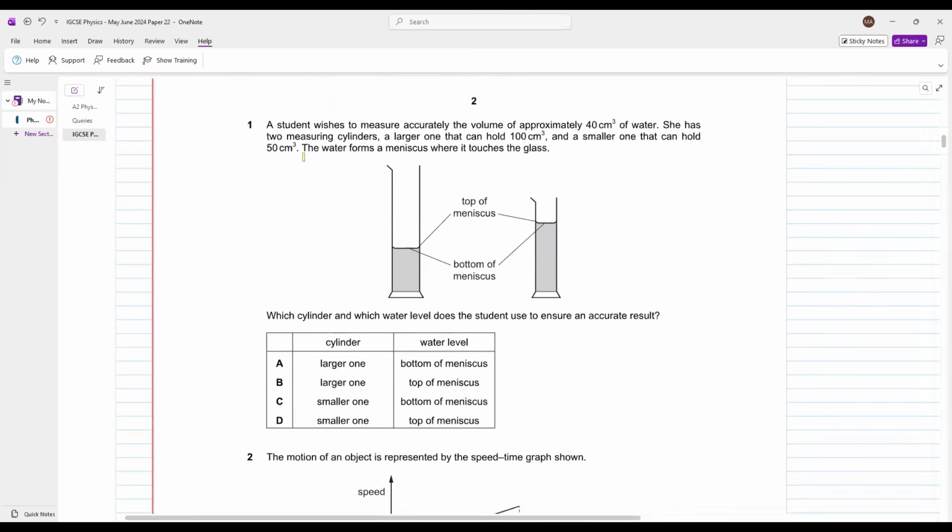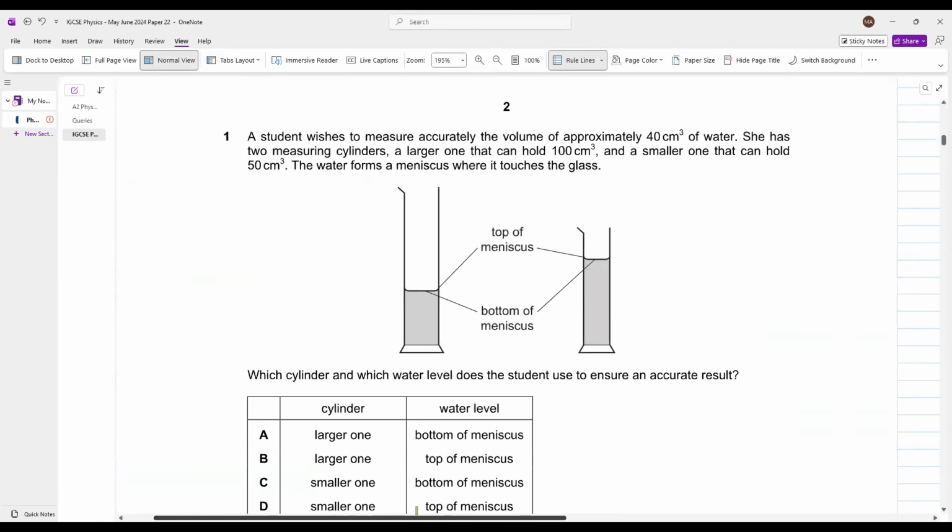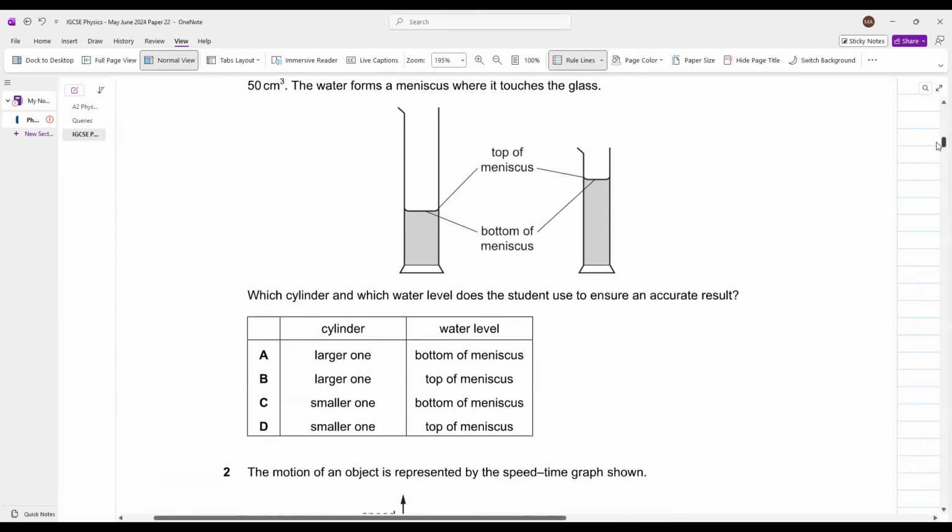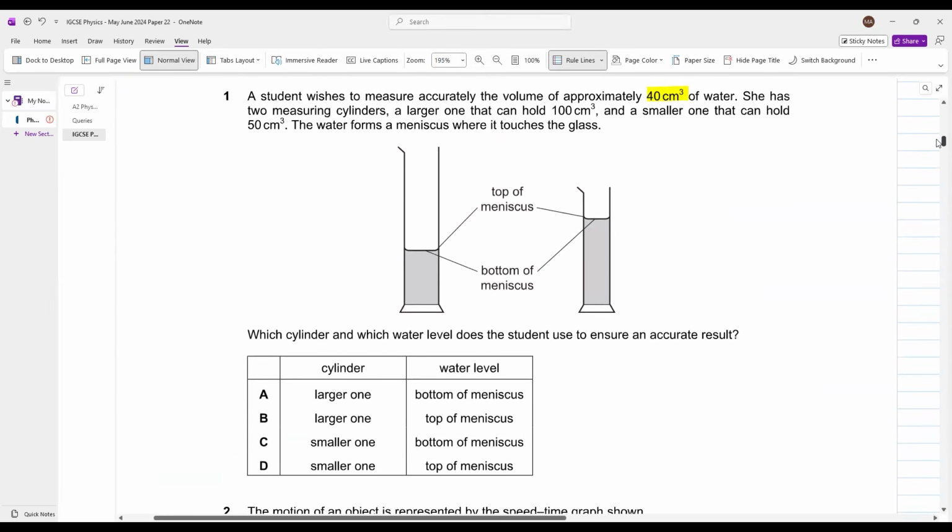Bismillah ar-Rahman ar-Rahim. A student wishes to measure accurately the volume of approximately 40 cm cube of water. She has two measuring cylinders: a larger one that can hold 100 cm cube and a smaller one that can hold 50 cm cube. The water forms a meniscus where it touches the glass. Which cylinder and which water level does the student use to ensure an accurate result?